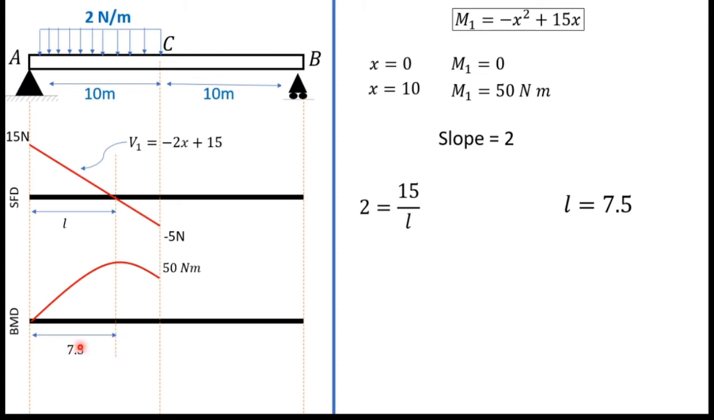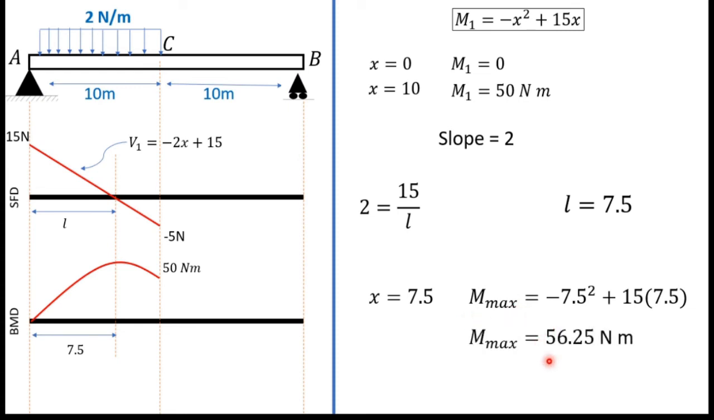Now I can substitute 7.5 into this M1 equation. Then I can get this maximum bending moment value. So if I substitute x equals 7.5, I can get Mx equals 56.25 Newton meters, right? So I can mark it right here. This is the maximum bending moment. So that's it. I have completely drawn the shear force and bending moment diagram for this AC part.